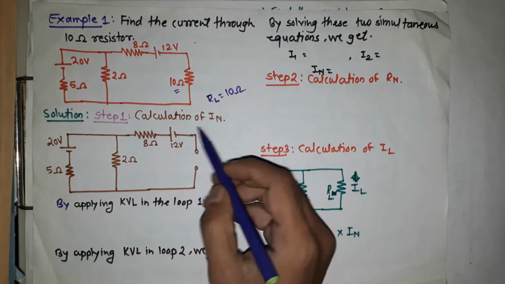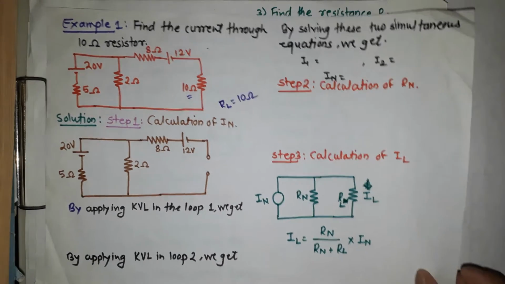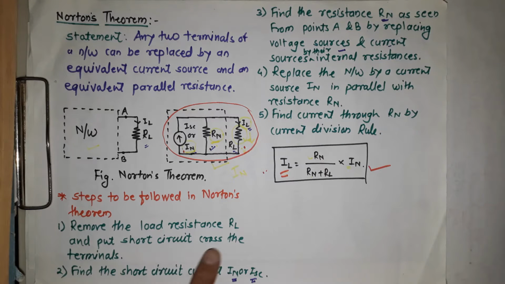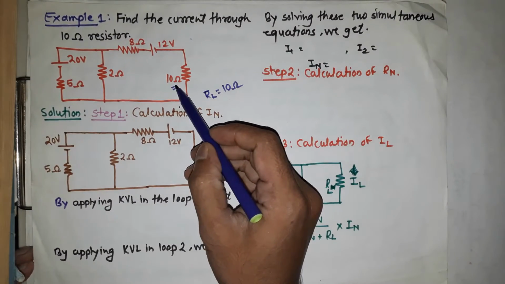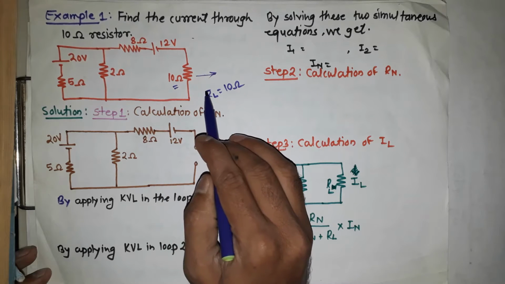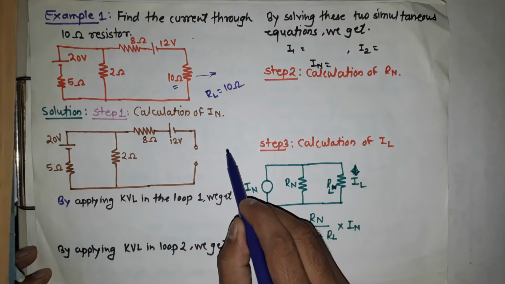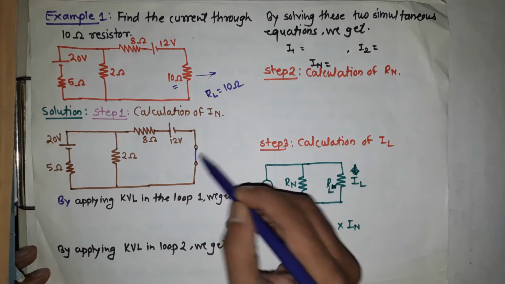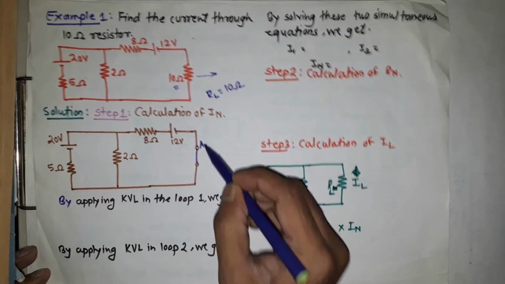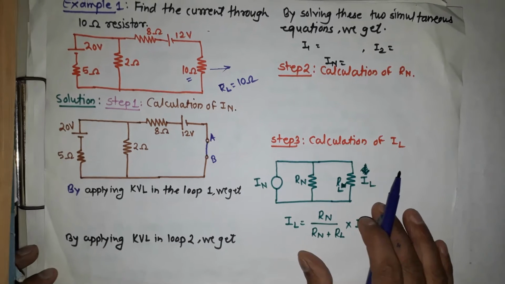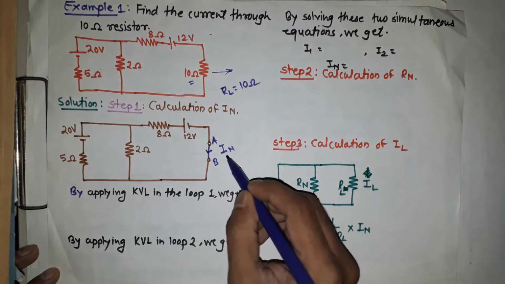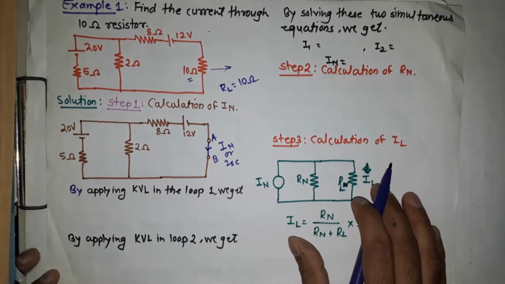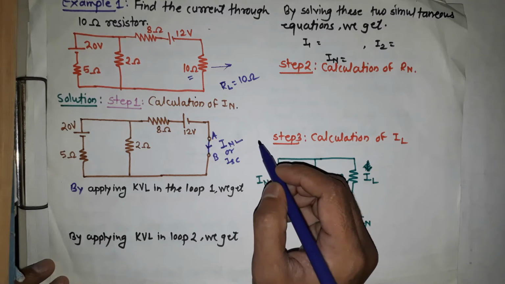In that, the first step is calculation of IN. Now see the step: remove the load resistance RL and put a short circuit across the terminals. Here the 10 ohm is the load resistance, so we remove it and put a short circuit between these two terminals. Suppose this terminal is A and this terminal is B, and we find the short circuit current. We call that short circuit current IN or ISC. It is the Norton current.